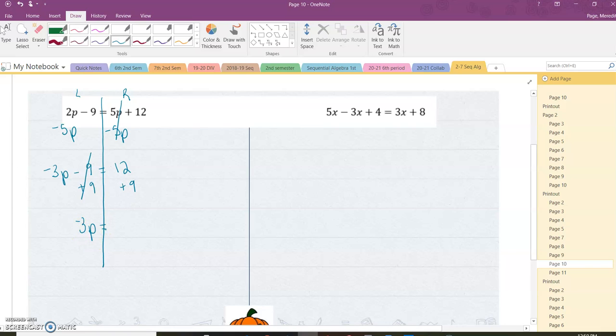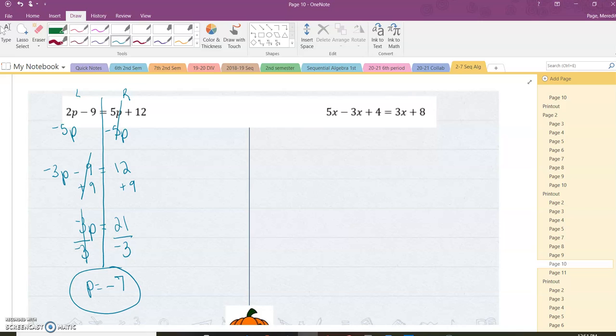Negative 3p equals 12 plus 9 is 21. So now I'm left with negative 3 times p equals 21. The opposite of multiplication is division, so I'm going to divide both sides by negative 3. The negative 3's cancel. Negative 7. So p is equal to negative 7 because 21 divided by negative 3 is negative 7.